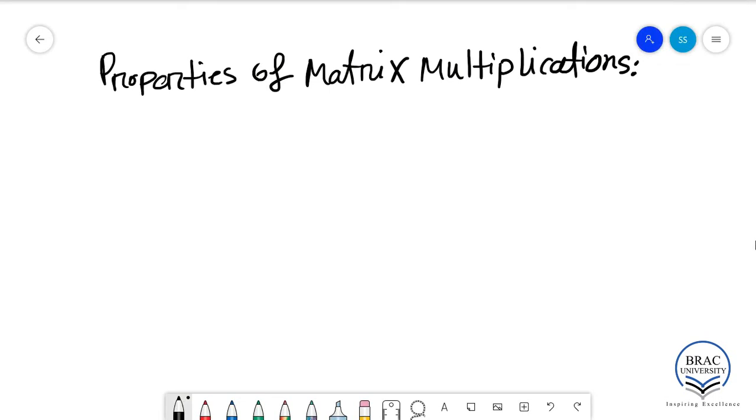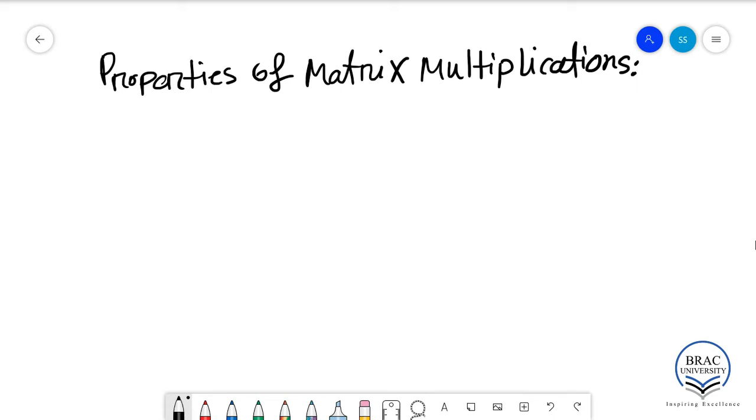Hello everyone, in the previous lectures we saw how to multiply matrices. That is, we talked about matrix multiplications. Now today we want to take a look at the properties that matrix multiplications satisfy. So today we talk about these properties and we will also try to prove them.